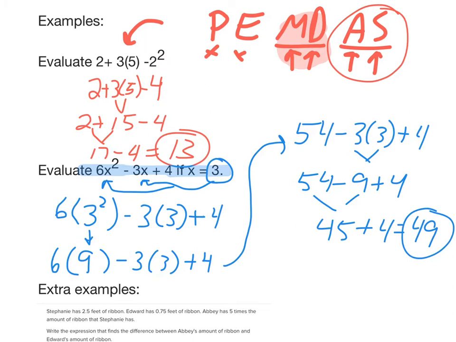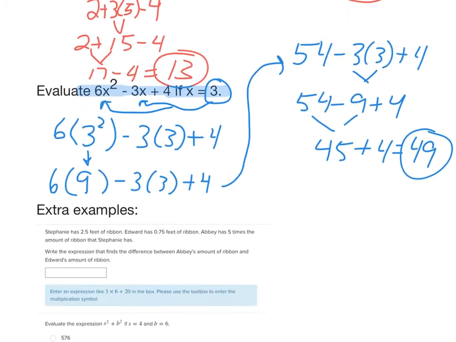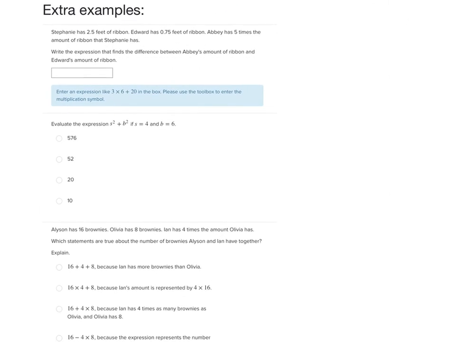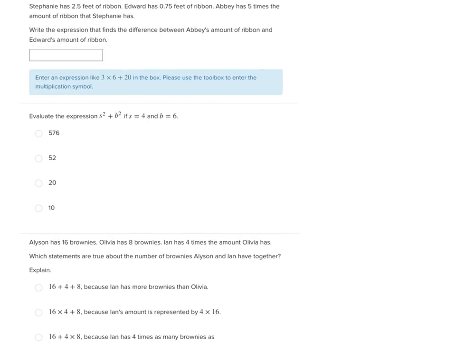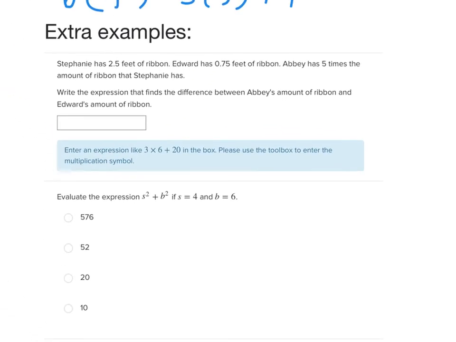All right, so some extra examples that you don't have to put in your notes. Here we go. Stephanie has 2.5 feet of ribbon. Edward has 0.75 feet of ribbon. Abby has 5 times the amount of ribbon that Stephanie has. Write the expression that finds the difference between Abby's amount of ribbon and Edward's amount of ribbon. Oh, that's a tough problem.